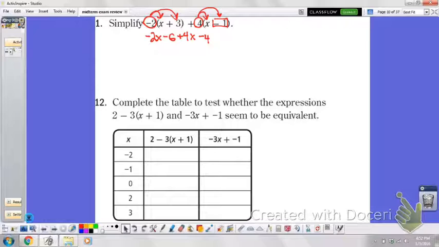Combine like terms. -2x and 4x gives me 2x. And -6 and -4 gives me -10. So my final solution is 2x minus 10.